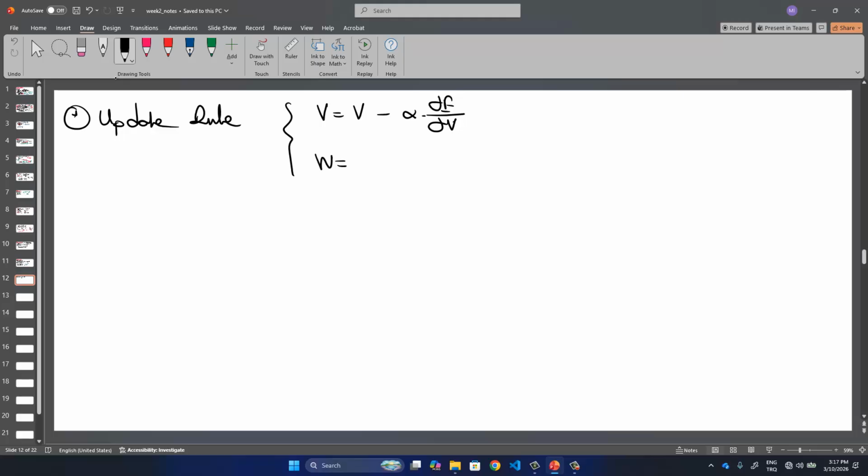W is equal to the what? W minus alpha times the partial derivative with respect to w. Okay? So, we have the model, we have the cost function, we have the learning algorithm. We are ready to go, right? Okay. So, how can we calculate this one? In order to drive your algorithm, we need to find these partial derivatives. Okay? That's it.